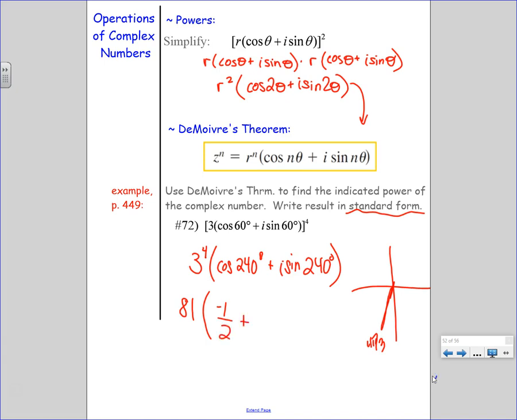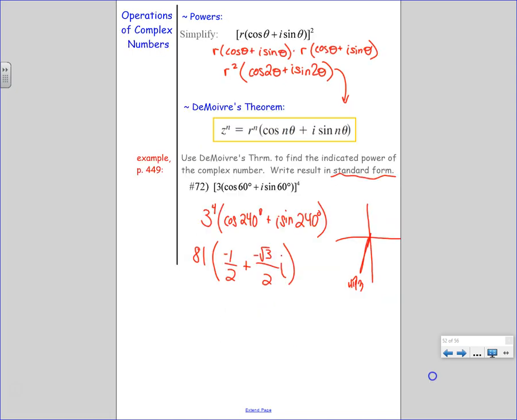Plus, sine is negative also, down a lot. Negative root 3 over 2. Last but not least, bring in the 81. Negative 81 over 2 minus 81 root 3 over 2 times i. Is that okay?